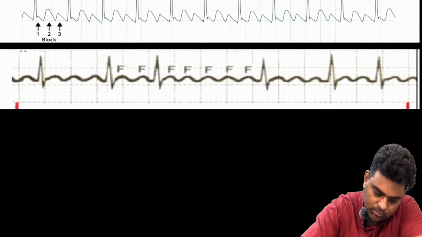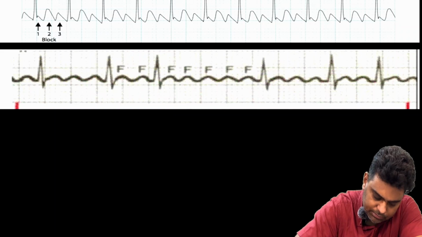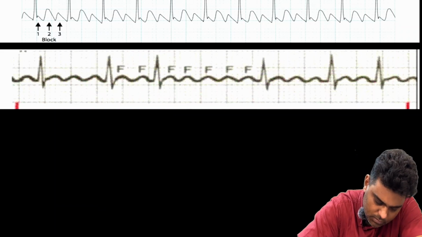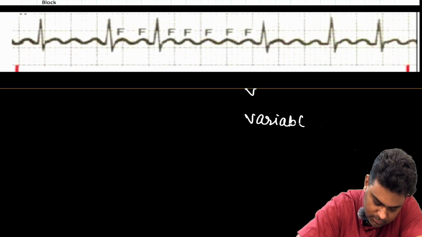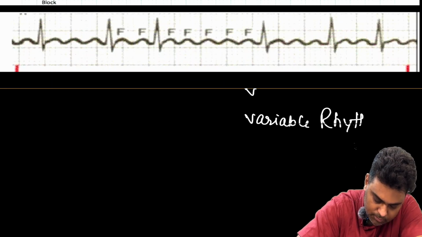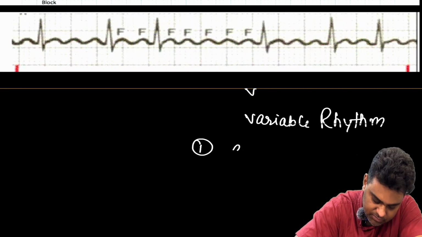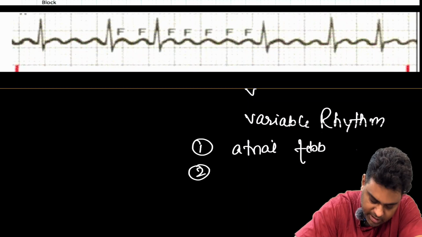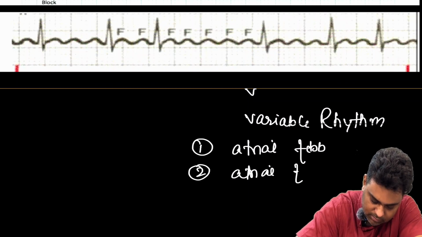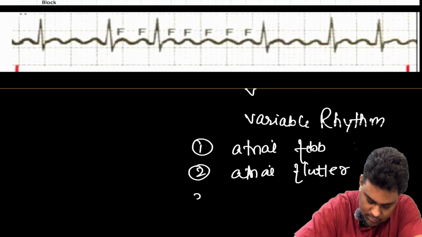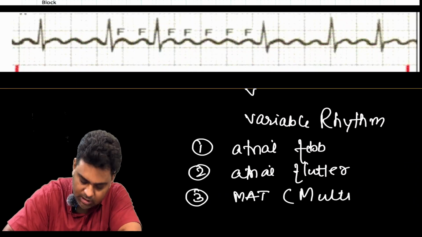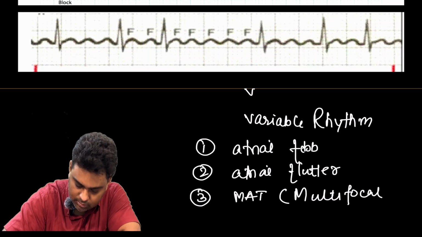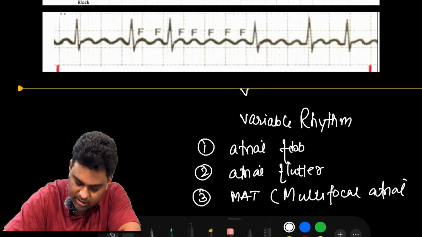So whenever you have a variable rhythm, there can be three things. First is atrial fibrillation. Second can be atrial flutter. Third can be MAT. MAT is multifocal atrial tachycardia.